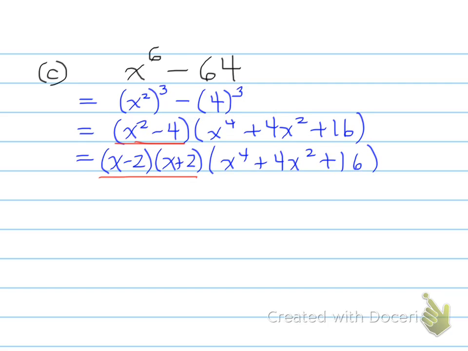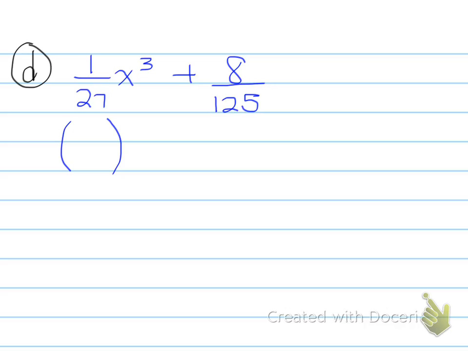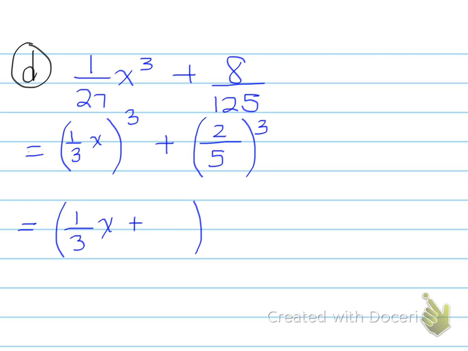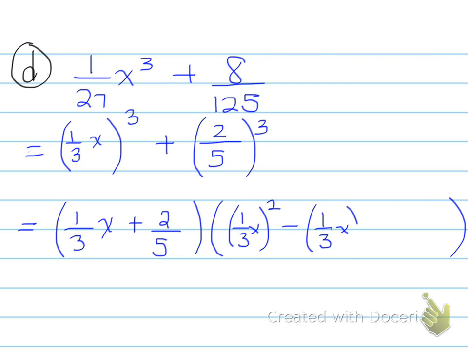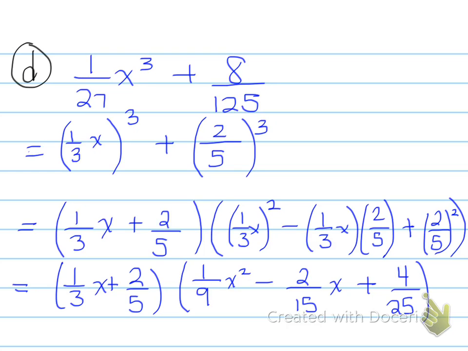Okay. Well, let's try one more, folks, and see where we're going with this. Here's one. What do we do with a question like this, with fractions? Well, convert the fractions to cubes, and we have this, the second fraction, 2 over 5, all cubed. And now what we can do is factor this like it's a sum of cubes. Sum of cubes says that it has to be 1/3 x plus 2/5 times 1/3 x all squared minus 1/3 x times 2/5 plus 2/5 squared. So our final result will be x squared over 9 minus 2 over 15 x plus 4 over 25.